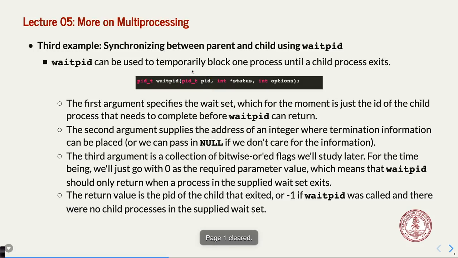By the way, the return value is the PID of the child, or negative one if there were no children available still running, because that could be the case too. If no children happen to be still running and you say waitpid for a child, it will return negative one, and that means there weren't any to wait for, or that one in particular had already ended.